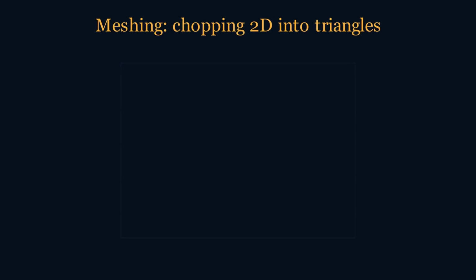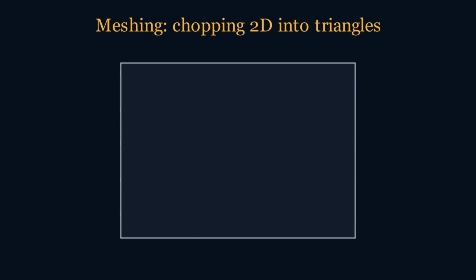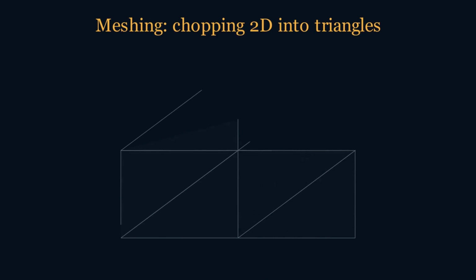Start with a solid 2D region, here, a simple plate. In one dimension we split a line into segments. In two dimensions, we tile the area with triangles. Lay down a few nodes, connect them into triangles, and the plate becomes a mesh. This is the two-dimensional version of discretization. The triangles are our elements, the corners are our nodes.